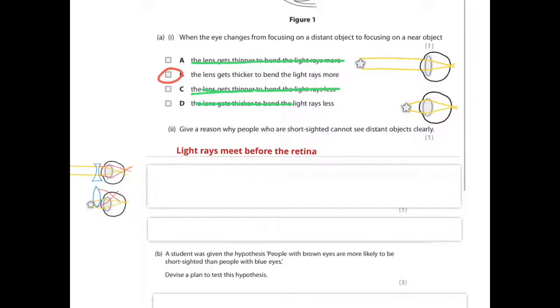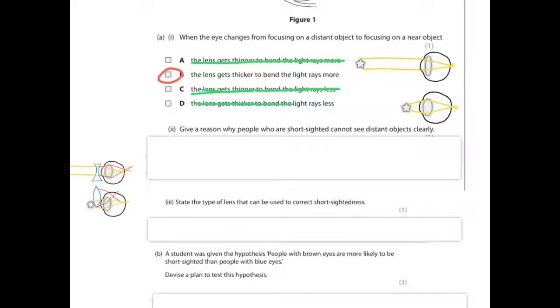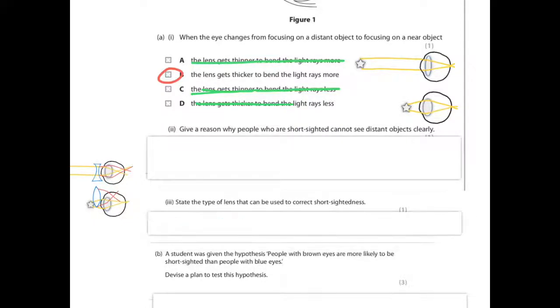It's only 1 mark. So give a reason why people who are short-sighted cannot see distant objects. It's because light rays meet before the retina. Next question, state the type of lens that can be used to correct short-sightedness. So I've just explained that. Use a concave or diverging lens.